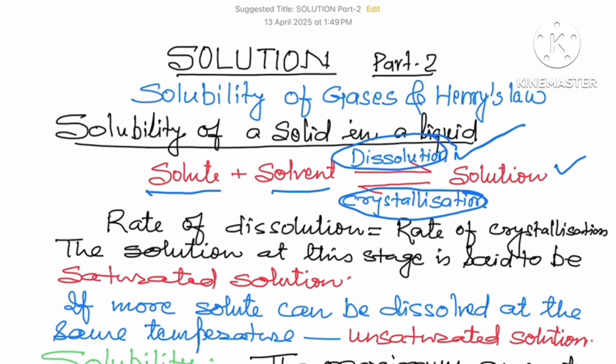The second thing that is very important: what are the factors affecting the solubility of a solid in a liquid? The factors are very important. One is the nature of the solute and solvent. Second is the temperature. Third is pressure. But pressure has no effect on the solubility of a solid in a liquid. So first we discuss the nature of the solute and solvent.